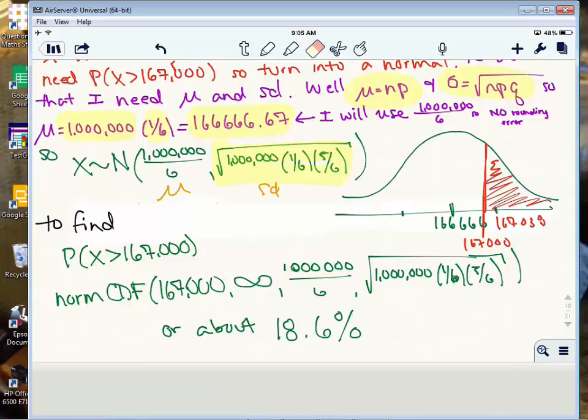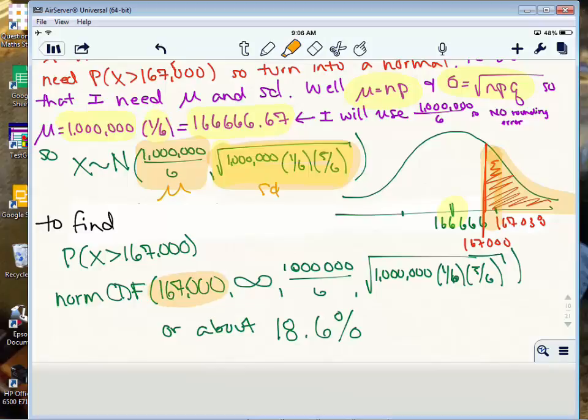Now let's look at it. So we now have, like 2 units ago, a nice normal curve with the mean given by this, and a standard deviation given by this. And we want the probability of it taking more than 167,000. So from here up. And now we're just going to use normalcdf.